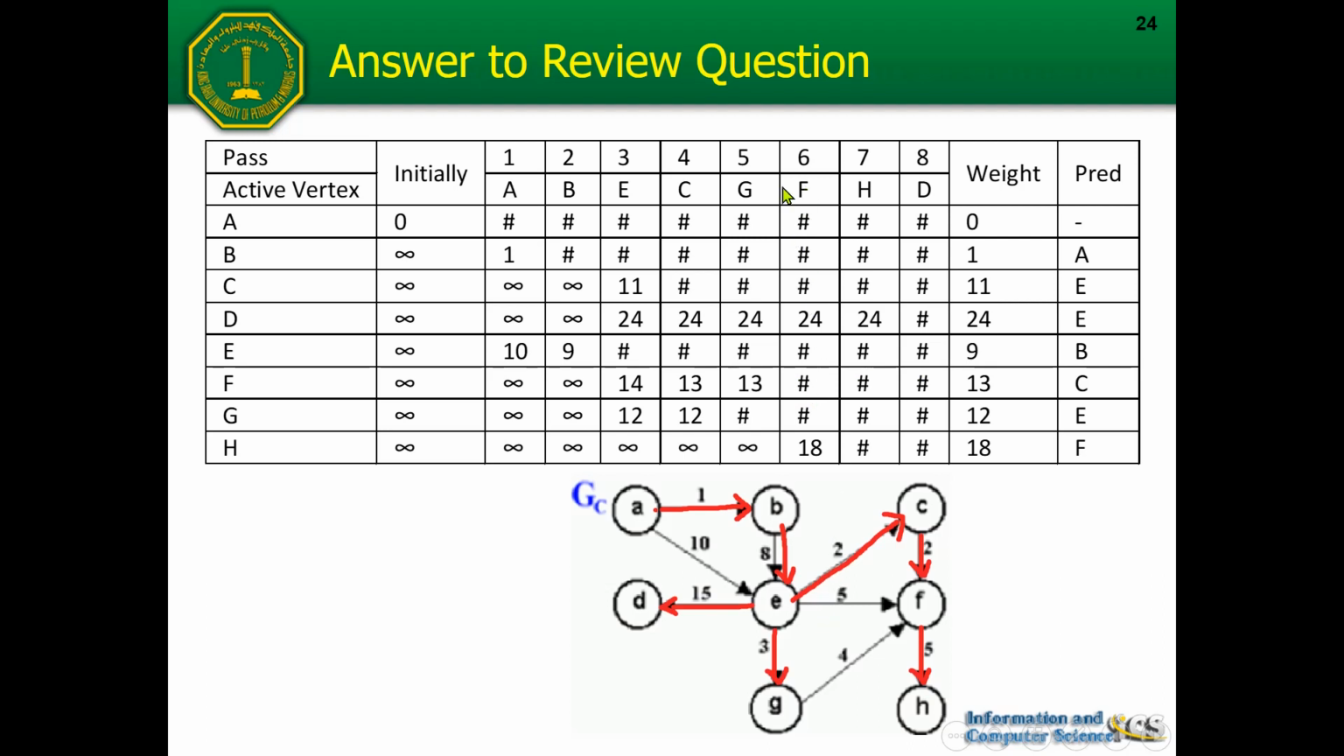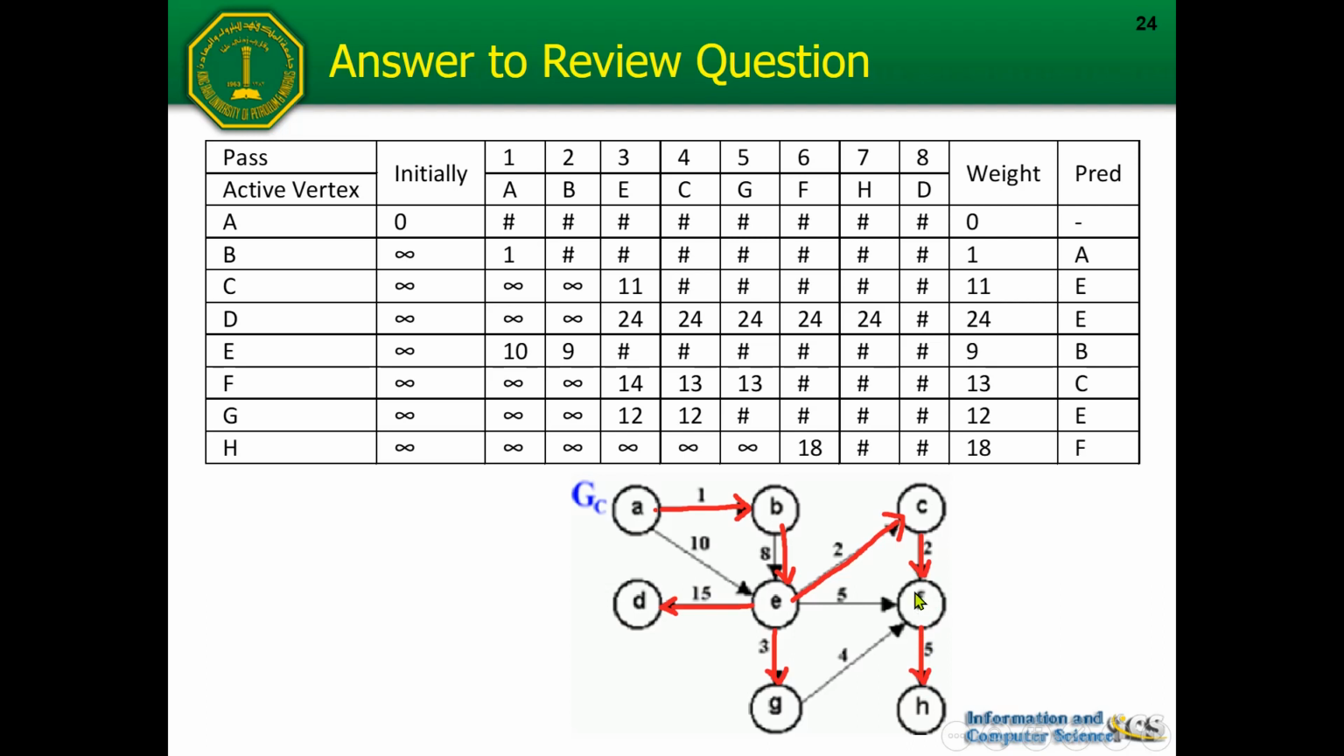Now because we are in F, the F that is now the active vertex can be reached by using this path. Look at this. For F, we reach the 13 when we are in C. That means we reach F by using this path, not this path. So the predecessor of F will be C, and the total weight is 1, 8, 2, and 2. That will be 13, okay?